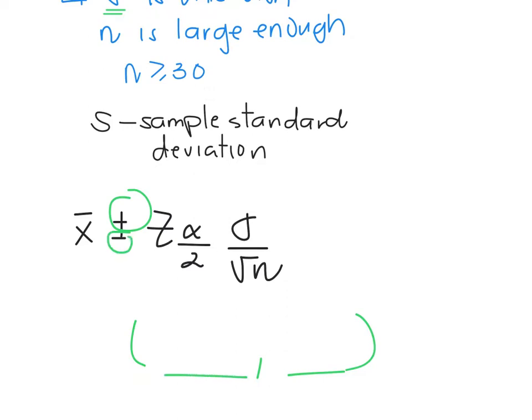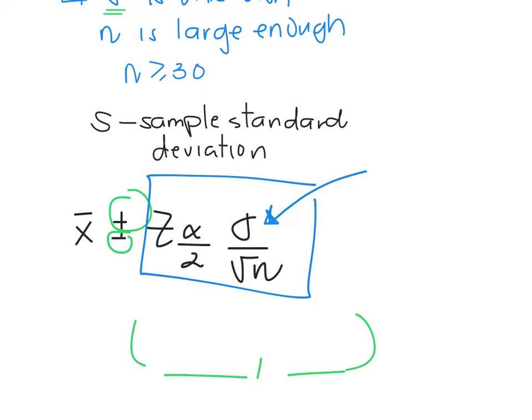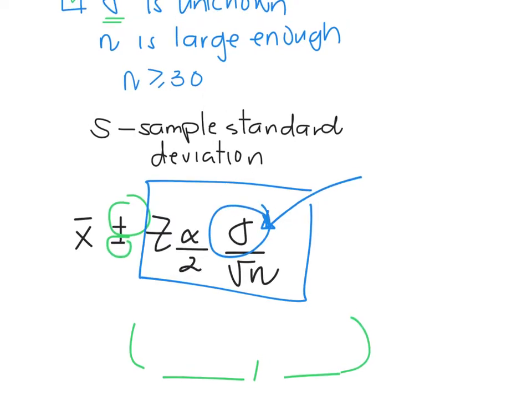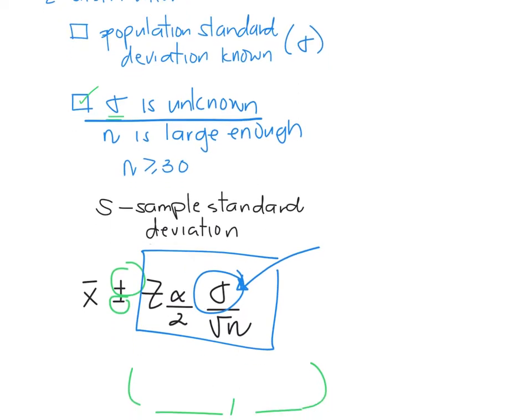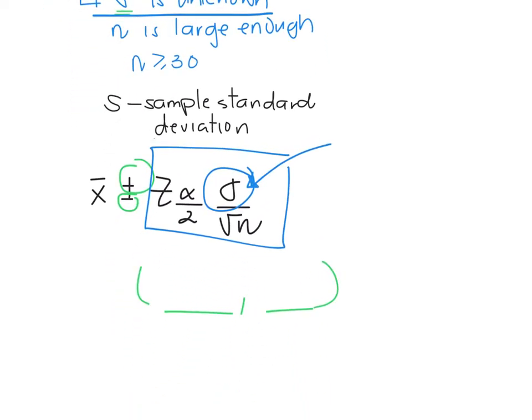Now in this formula, in the margin of error, we need the value of the population standard deviation. In the absence of this, as we can see from the condition, if sigma is unknown, then sigma can be replaced by S. So you use the sample standard deviation in place of the population standard deviation.